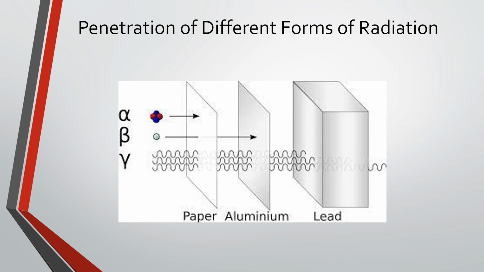These are the different penetrations of different forms of radiation. So there's the alpha, the beta, and the gamma that we talked about here. Alpha gets stopped by a sheet of paper, beta can go through a sheet of paper but can get stopped by a thin sheet of aluminum, and then gamma can penetrate both paper and aluminum, and a thick piece of lead will stop it depending on how thick the lead is and how energetic the gamma rays are. They can penetrate lead.